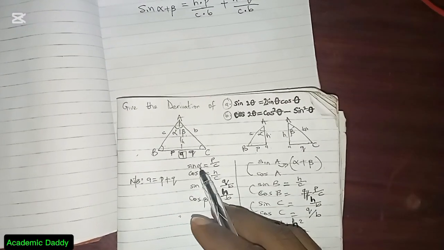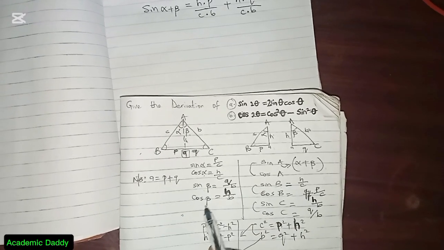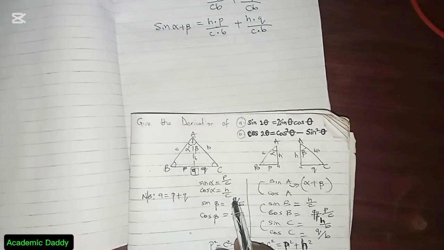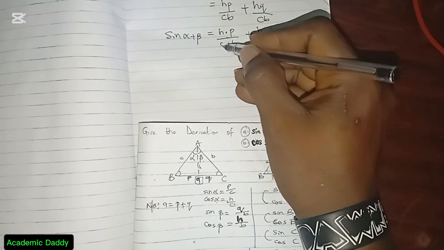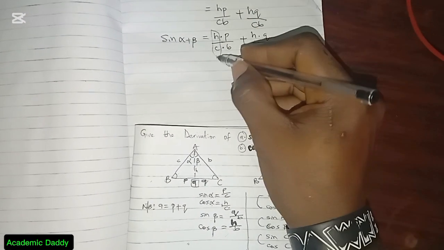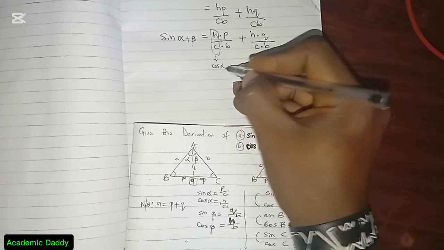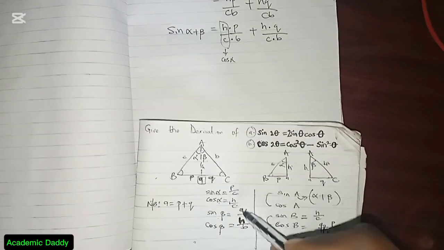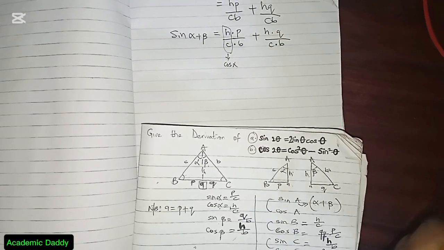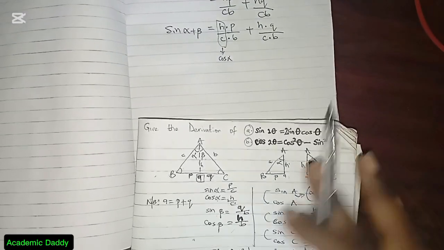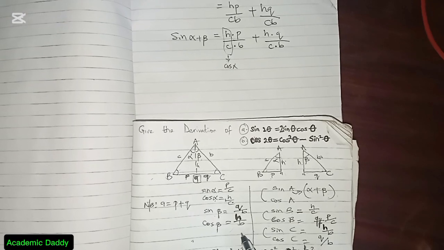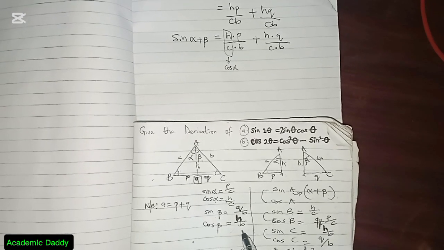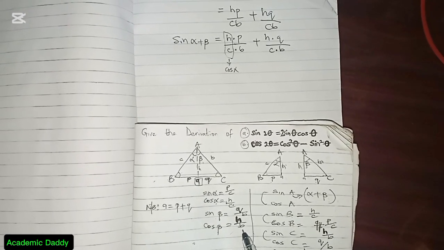So I'm going to be checking the ones that concern sine alpha, cos alpha, sine beta, and cos beta. Do I have anything like H over C? Yes, H over C is cos alpha. What of P over B? I don't have anything like P over B. What of H over B? Okay, I have H over B.